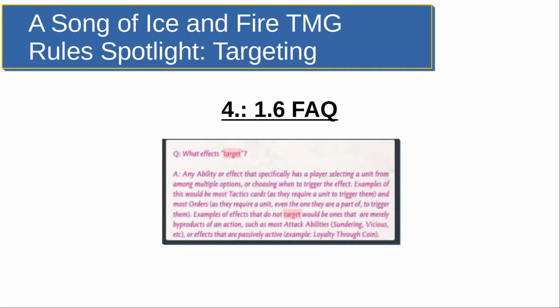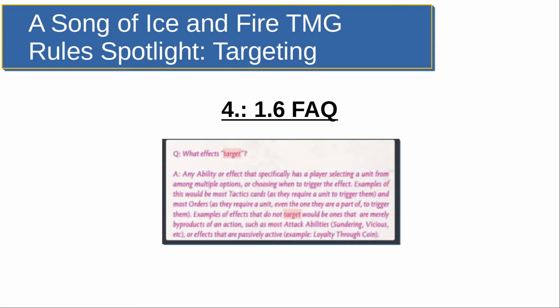Examples here: most tactics cards, as I said, and it's said in the rulebook, they require a unit to trigger, and most orders, as they require a unit, even the one they are a part of. So that's basically the same as we had before, just worded a bit differently. Then, interestingly, here they list some things of the opposite, effects that do not target, to make it even more clear.